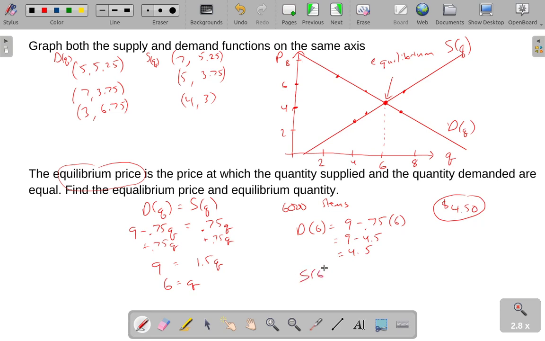You'll notice if I was to plug this into S of Q, I'd get 0.75 times 6, which I just figured out is 4.5. You'll notice that gives us the same amount. That was by design that these two things end up being equal. That's what I said when I said D of Q equals S of Q. I'm making sure that when I plug in some value for Q, I get the same thing out of it. And when I plug in 6 for Q, I get $4.50. So this right here is our equilibrium quantity. And this right here is the equilibrium price.